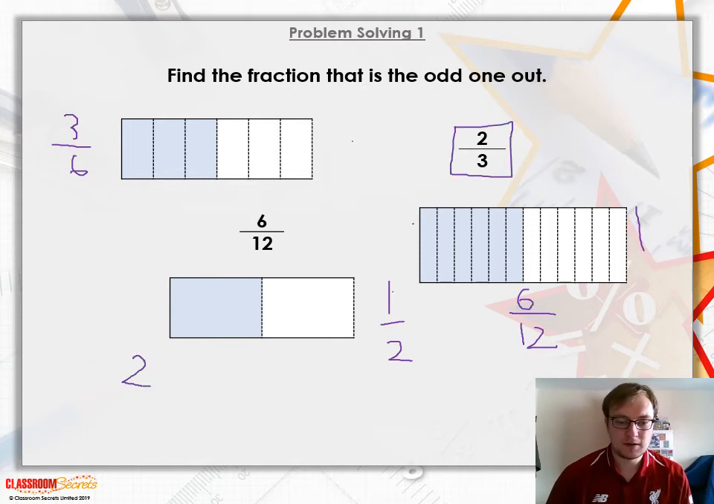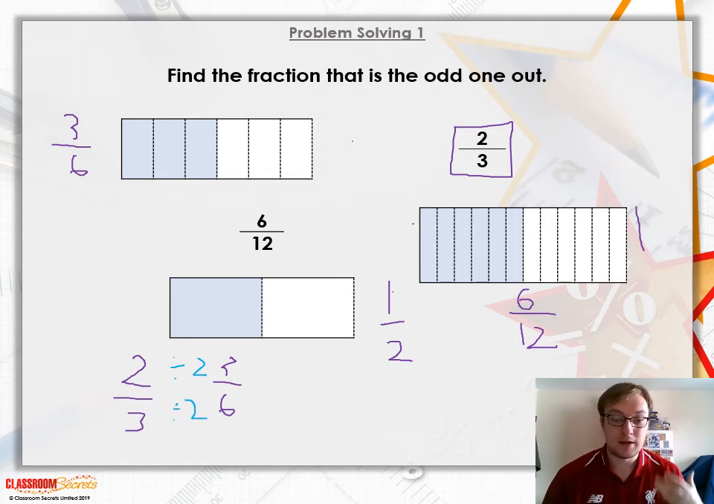So we've got our 2/3. Let's see, is it equivalent to 3/6? One way we can check is we could divide each number by 2. So 6 divided by 2 is 3, so the denominator would be correct. 3 divided by 2 doesn't equal 2, so they're not equivalent. So that doesn't work for our pattern here, or what we're trying to find.